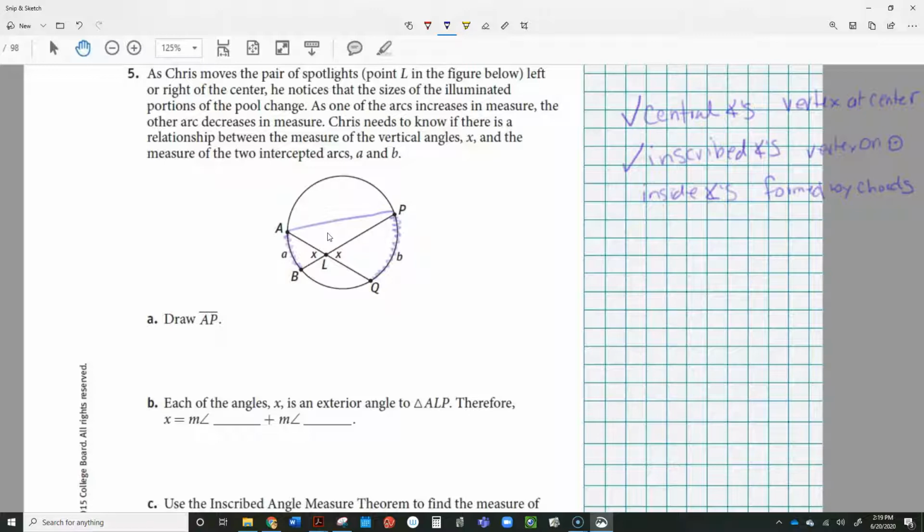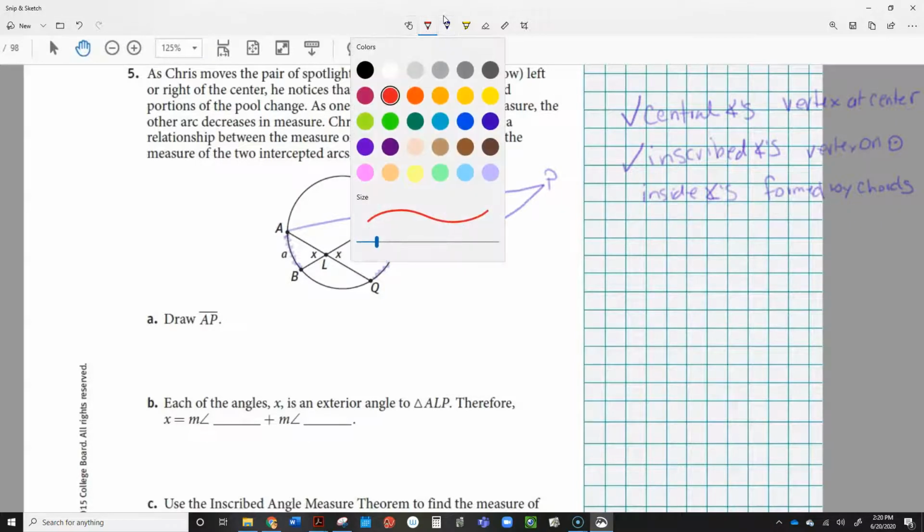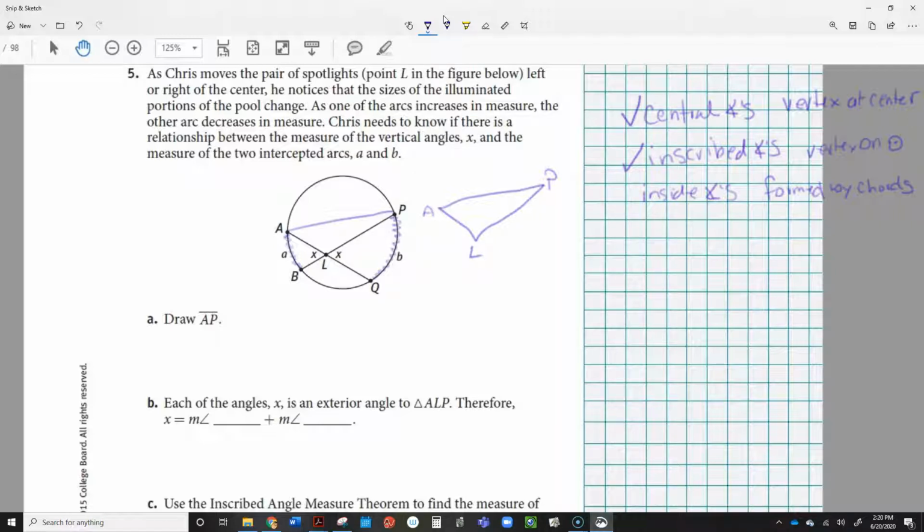So they've asked us to draw AP. We did. Now it says each of these angles X is an exterior angle for triangle ALP. So if you see triangle ALP, this one right here, I'm going to sketch it out here. Here's ALP. Okay, and then we extend this side out. Then there's where we find angle X. So what do we know about the measure of that angle? It's an exterior angle. This is the adjacent interior angle of the triangle. So this is angle 1 and this, we're going to call angle 2. Angle 1 and angle 2 are the remote interior angles. So that means if we add angle 1 and angle 2 up, we'll get the measure of angle X.